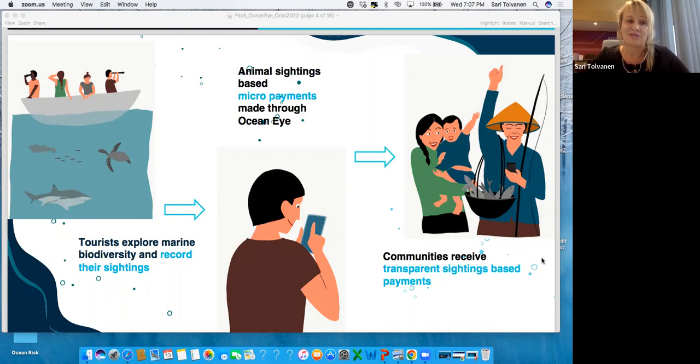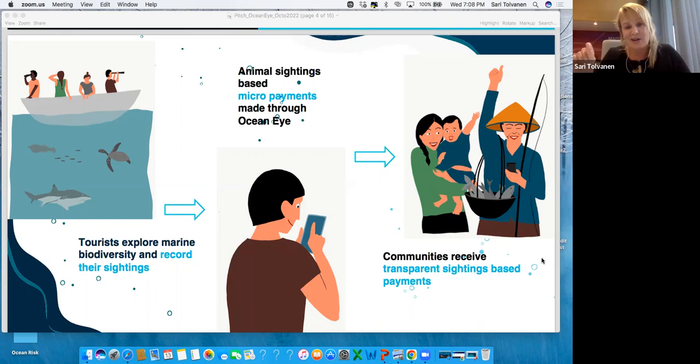And also, interestingly, the communities have requested us to rank the nationalities of who's paying the most. Because at the end, when it comes to the Oceani algorithm, it gives you a fee for the animals. So obviously, if people are seeing a lot of a certain animal, then the fee will be smaller. And if it's a very rare animal, then the payment will be more. So it can be anything from 5 cents to whatever the willingness to pay of the people is for animals like blue whales or dugongs. It can be quite high.